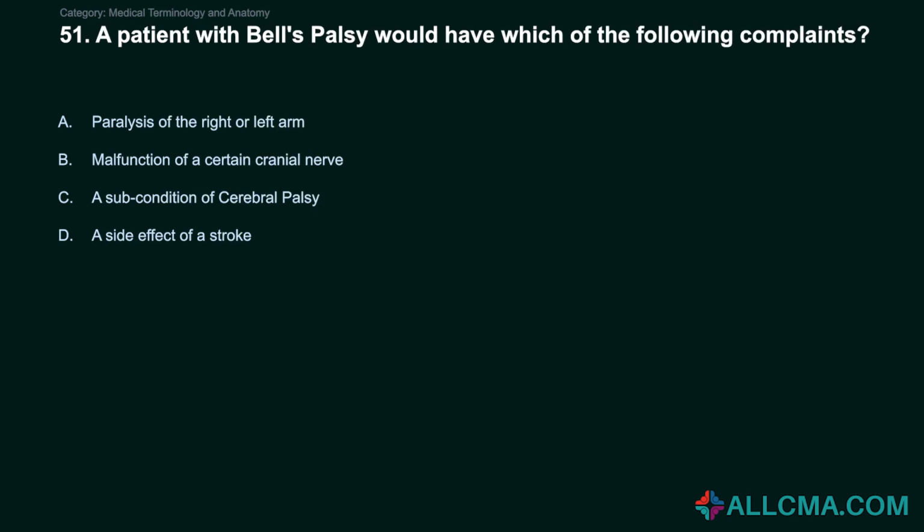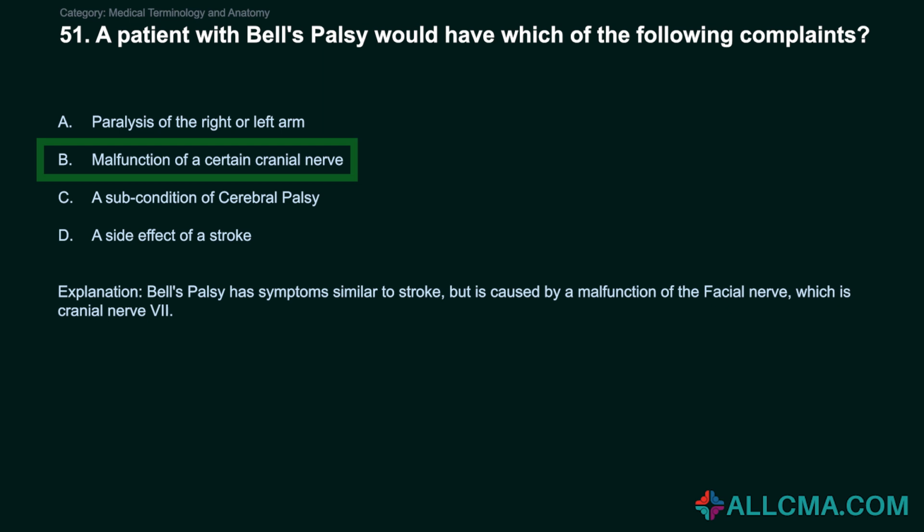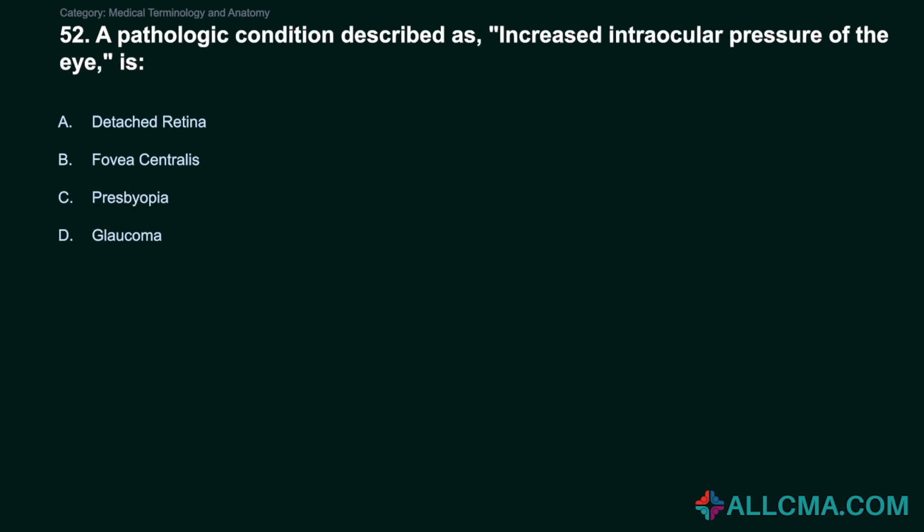51. A patient with Bell's palsy would have which of the following complaints? A. Paralysis of the right or left arm. B. Malfunction of a certain cranial nerve. C. A subcondition of cerebral palsy. D. A side effect of a stroke. Correct answer, B. Malfunction of a certain cranial nerve. Bell's palsy has symptoms similar to stroke, but is caused by a malfunction of the facial nerve, which is cranial nerve 7.